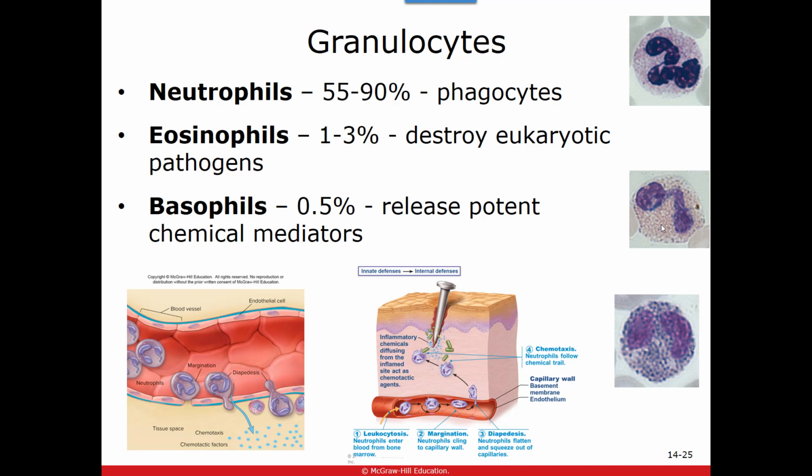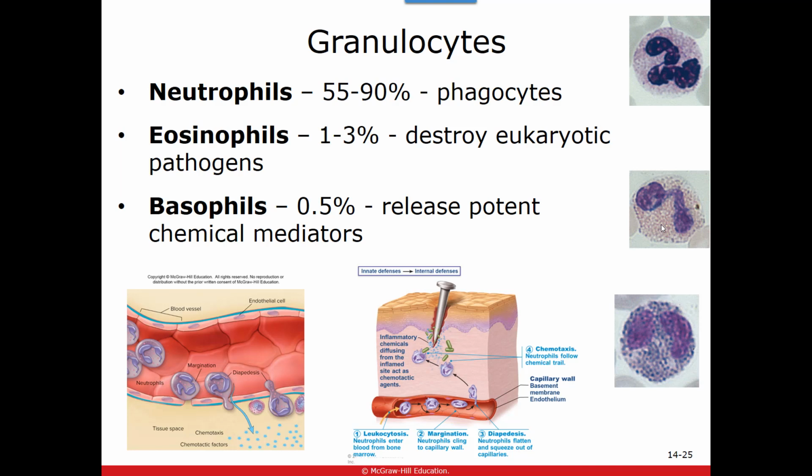Eosinophils, there's not a lot of them. Their job is to destroy eukaryotic pathogens. So these are not the cells that are looking for bacteria or even viruses. Eosinophils are really trying to target parasitic worms, if you have a worm infection, or some type of fungal infection. So that's when we usually see eosinophil numbers go up. Basophils release other types of chemical mediators that help try to target and get rid of some type of foreign invader.